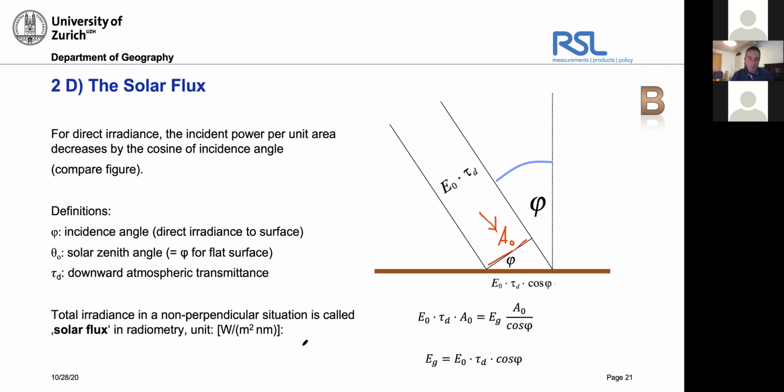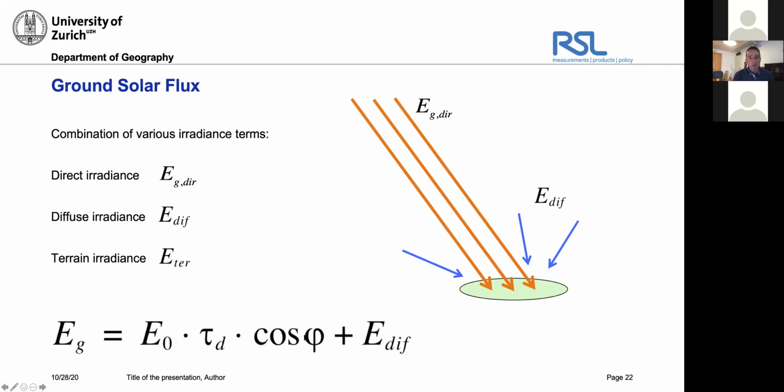So that's about the definition of solar flux. The ground solar flux, you can even think about what else happens on this square meter. You got the direct solar flux, and you got some diffuse solar flux or diffuse irradiance on the surface. And you also could get some terrain irradiance from the side. And so you got to add up all of them to see how much energy is reaching the ground.